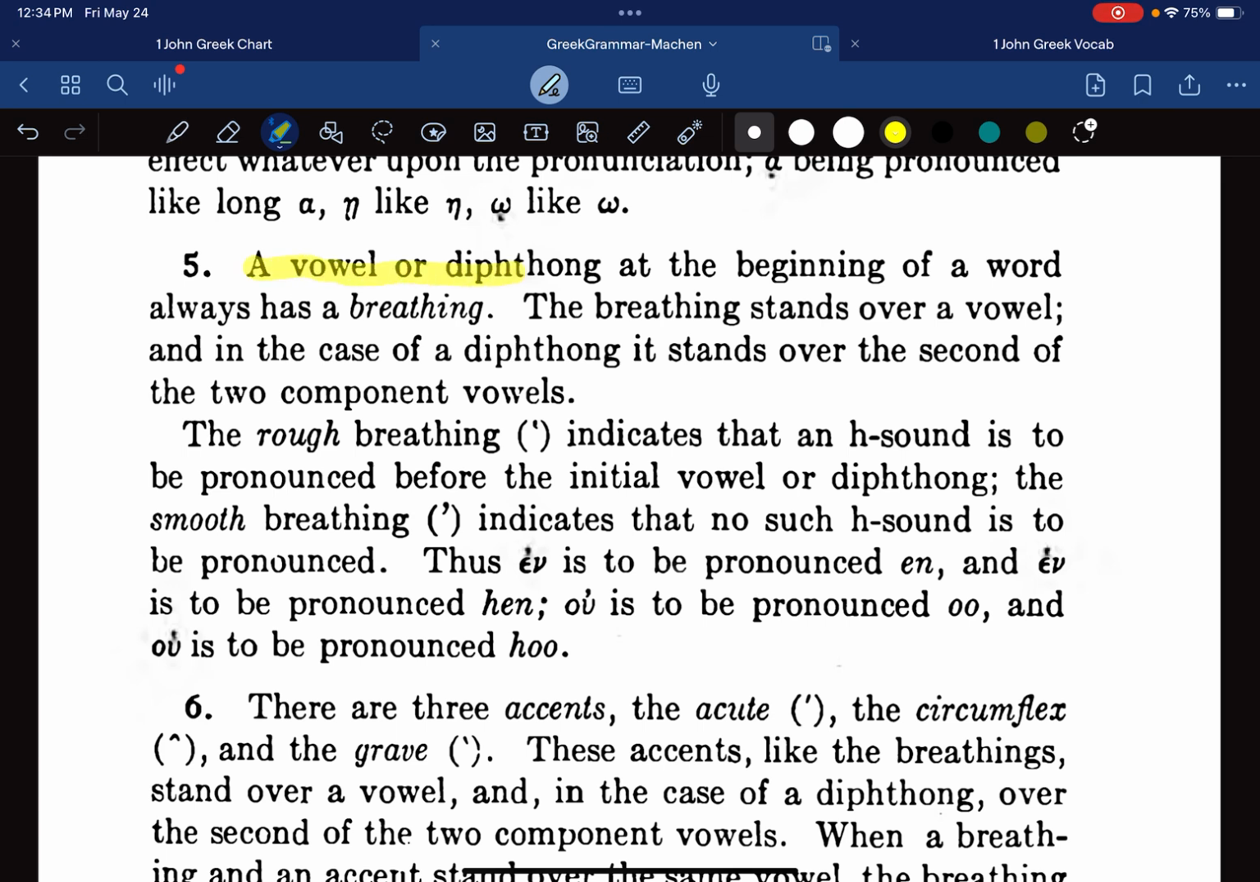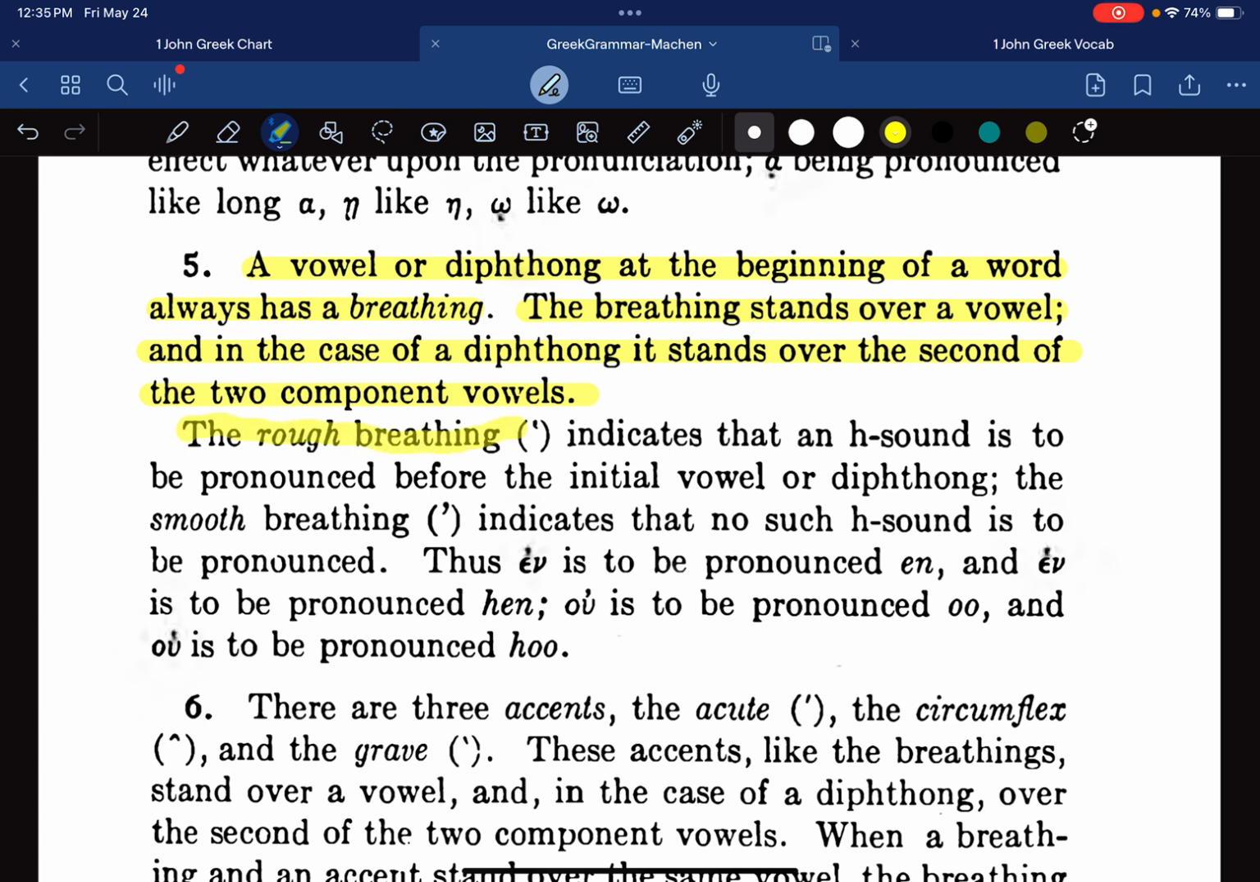A vowel or a diphthong at the beginning of a word always has a breathing. The breathing stands over a vowel, and in the case of a diphthong, it stands over the second of the two component vowels. So you remember in our previous lesson, we learned diphthongs, where you have two vowels that make one sound. Here, the breathing mark will always be on the second of those two vowels.